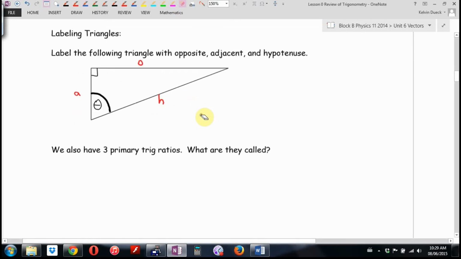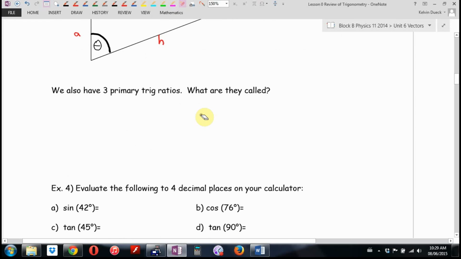We also have 3 primary trig ratios on your calculator. What are they called? Sine, S-I-N-E, abbreviated S-I-N, pronounced sine, not sin. Sin is when you don't do homework in my class. Sine is the trig function. Cosine, abbreviated C-O-S, pronounced cos or cosine. And tangent, abbreviated tan, what many of you did this weekend at Pitt Meadows Day. No, tan is the trig function.